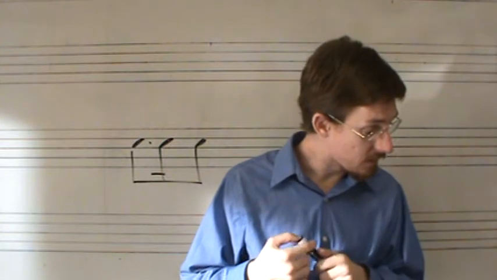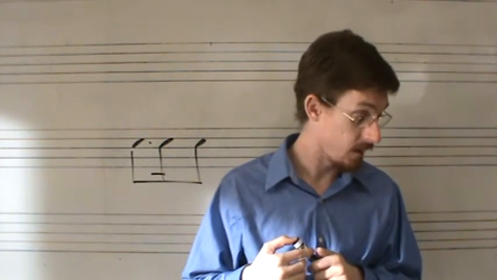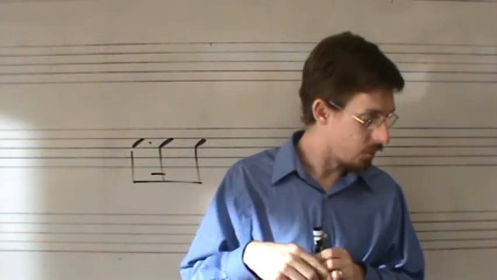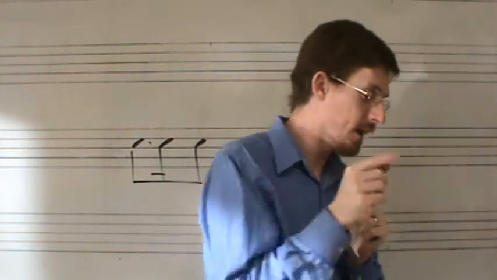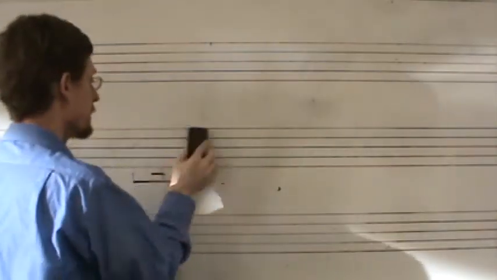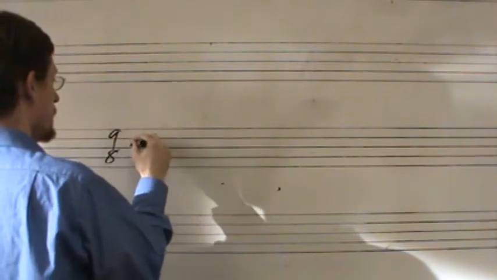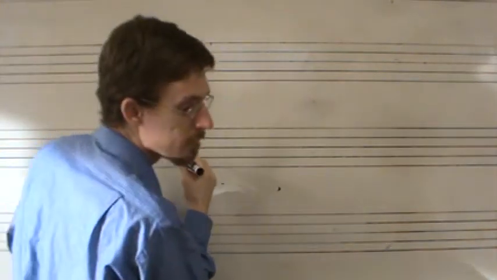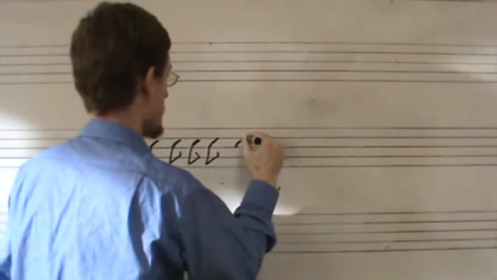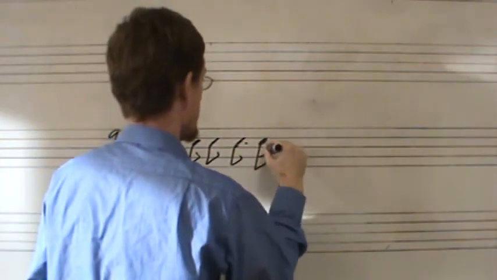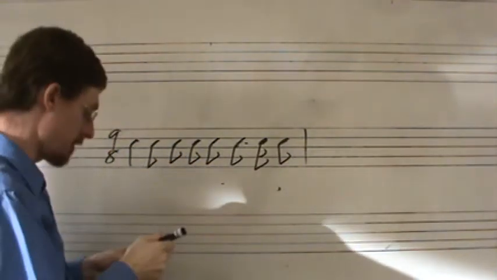Otherwise, look at the first measure of 102, for instance. As you can see, almost all of them are beamed together into groups. So imagine if we did not beam them together into beat groups. This is what it would look like. That would be your first measure.